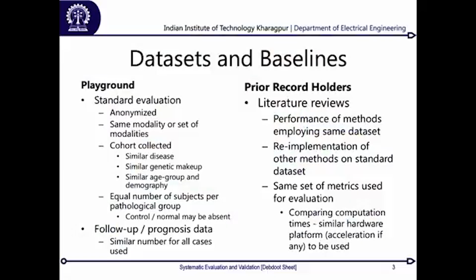So let's get started. The first one is about data sets and baselines. As I put it, this can very categorically be said to be a playground and all the prior record holders. Imagine any of your algorithm development tasks as a single player game. It's no more a team player game. Even if it's a team game, then we would rather call this a World Cup of some sort, with teams playing games. Otherwise, consider this to be an Olympics of single events.